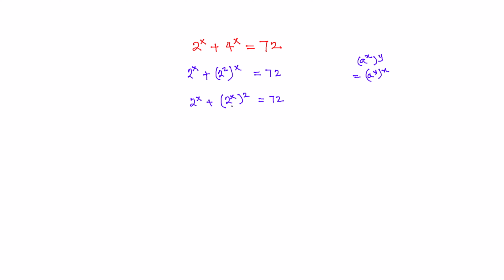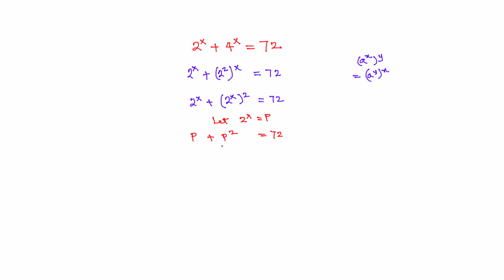Now, what is left for us is to carefully observe that we now have 2 raised to power x here, and we can do a simple substitution. For instance, I can say let 2 raised to power x be p. So in place of 2 raised to power x now, I'm going to put p. So I have p plus p squared is equal to 72.